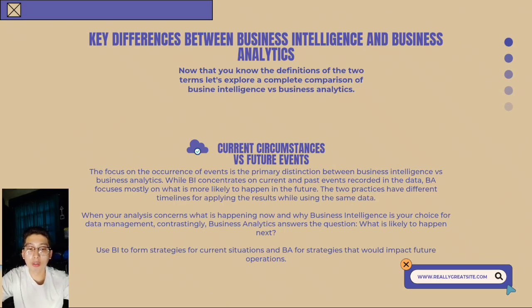Now that you know the definitions of two terms, let's explore a complete comparison of business intelligence versus business analytics. Current circumstances versus future events. The focus on the occurrence of events is the primary distinction between business intelligence versus business analytics. While business intelligence concentrates on current and past events recorded in the data, business analytics focuses mostly on what is more likely to happen in the future. The two practices have different timeline for applying the future result while using the same data.